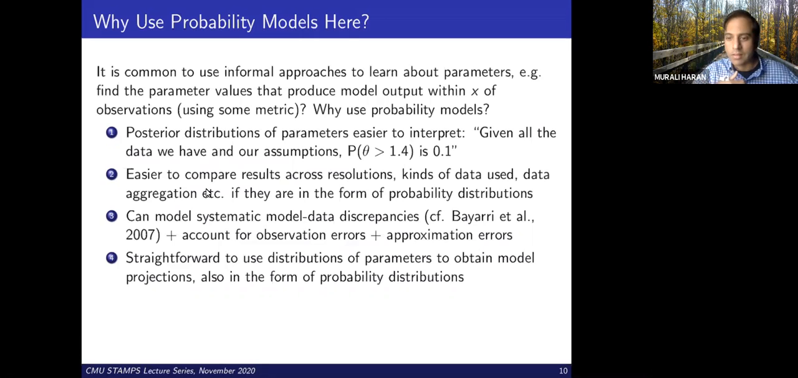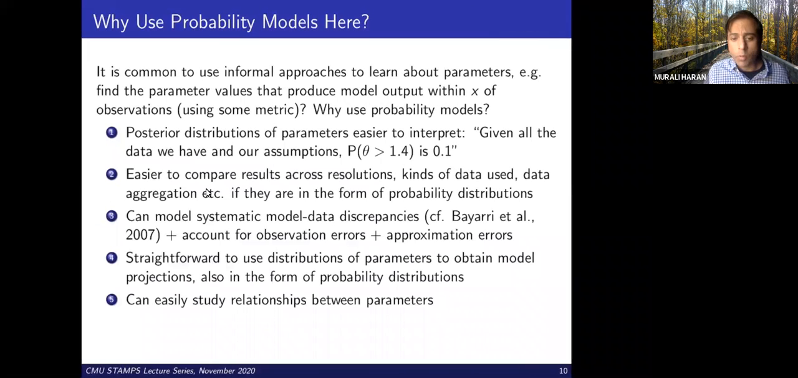So it's a simple sampling problem: if you have the distribution on the parameters that drive the model, then you can get a distribution on the model output. So that's also very nice.